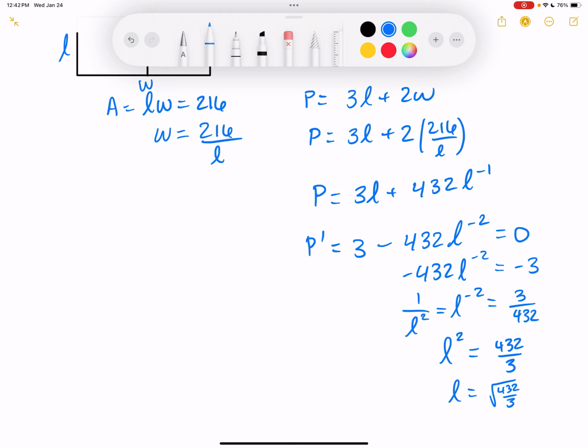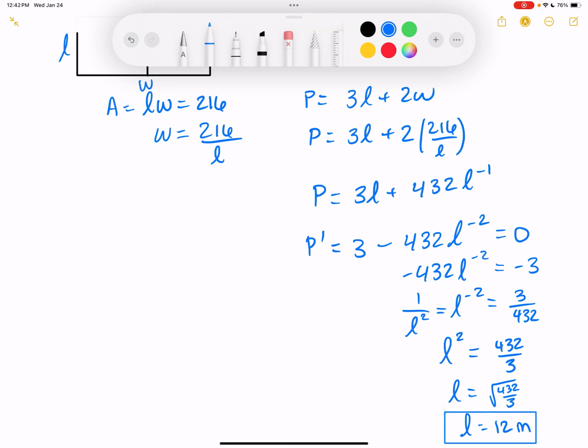Now, fun fact, this 432 divided by 3 is actually a perfect square. It doesn't look like it at the moment, but it works out nicely. 432 divided by 3 is 144. Wait, I put that in wrong. And what's the square root of 144? So the length is going to be 12, and it was in meters, so I'm going to put that on there.